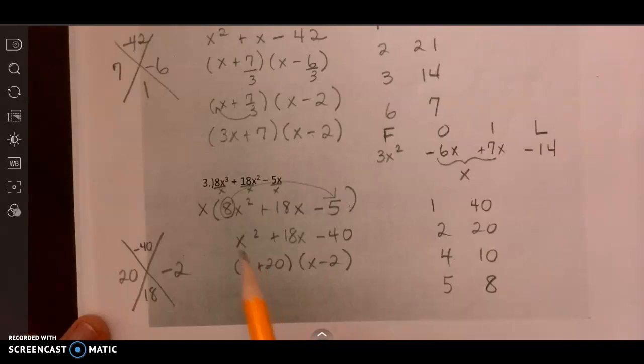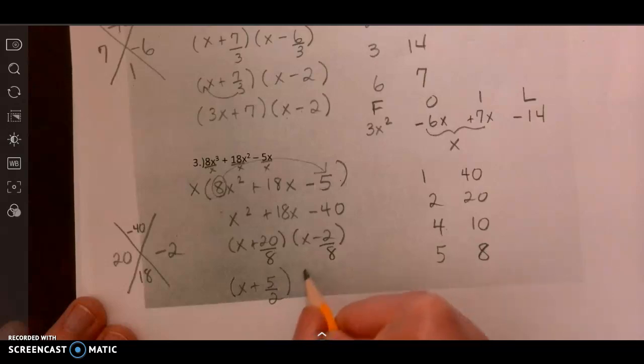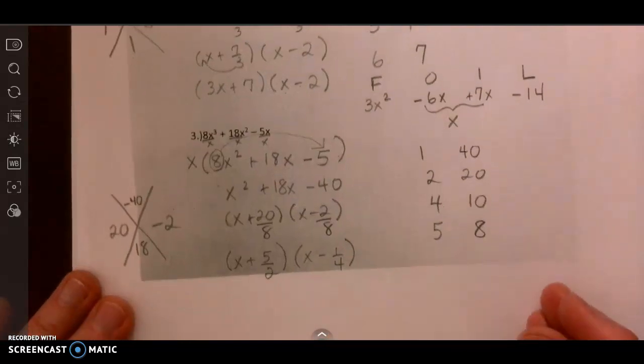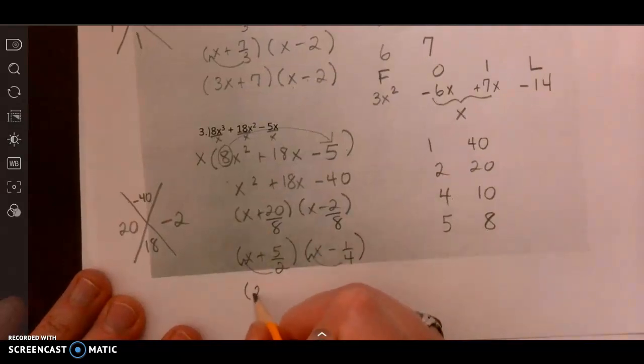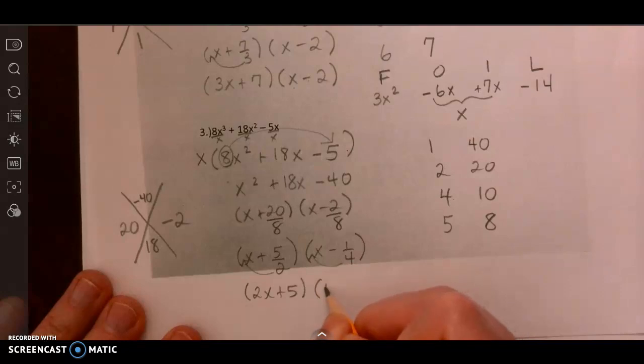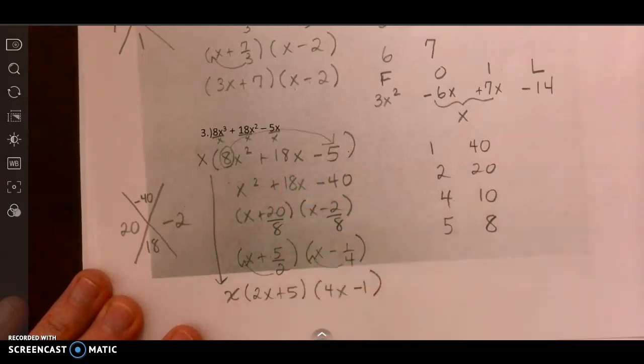Now I have to remember to put that 8 back. So now I'm unsliding the 8, which means I have to divide both of these by 8. I have to now ask myself if either of these can be reduced, and they can. X plus, these can both be divided by 4, and I get 5 halves. These can both be divided by 2, and I get 1/4. Then I unslide, and I get 2x plus 5 times 4x minus 1, and now I've got to remember to bring that x back down.